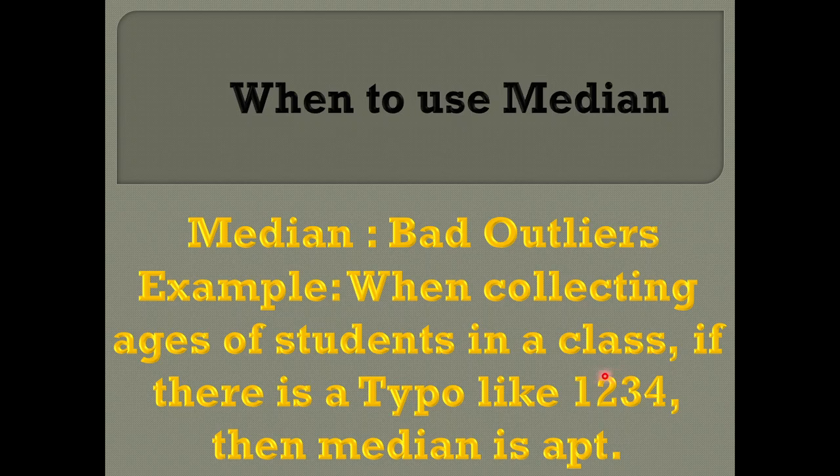Even if I have a typo like this, as we are sorting the numbers and we are going to pick the center value, this wrong value will be discarded, will be neglected. That will not be taken into consideration. So in the case of a bad outlier, here also 1234 is an unpredicted value. It's a value that is not expected. It's an outlier, but it is bad. And in the case of bad outliers, as we are going to pick the center value, this value will be neglected. In the case of bad outliers, median is used. In the case of good outliers, mean is used.